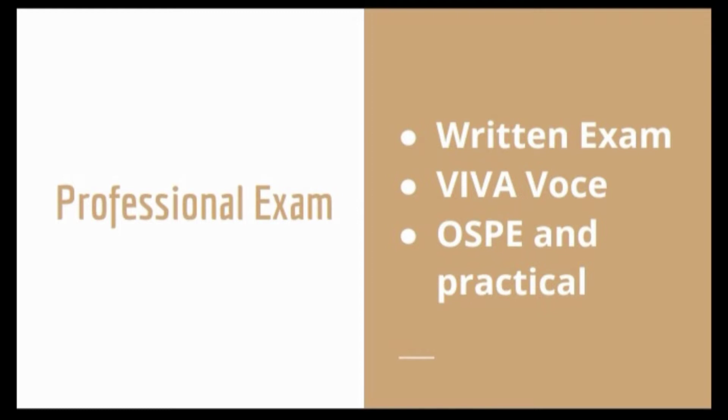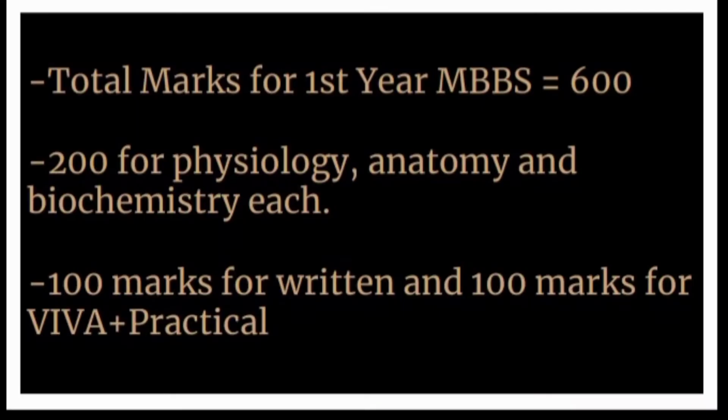So, in a professional exam, you have to appear in three forms of assessment. First of which is the written exam, the second one being viva, and the third one is OSPE and practical. The total marks for the professional exam of first year MBBS that is taken by UHS are 600: 200 for physiology, 200 for anatomy, and 200 for biochemistry. There are three major subjects, and 100 marks are for the written of a subject, and the other 100 marks comprise viva and practicals both.